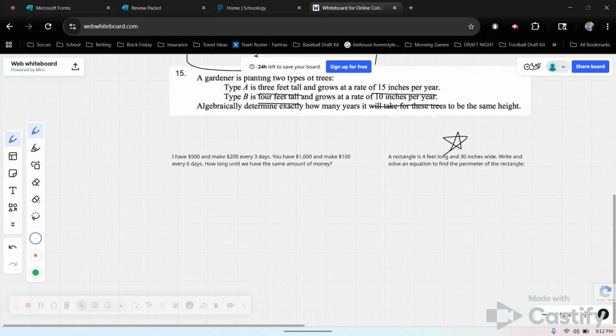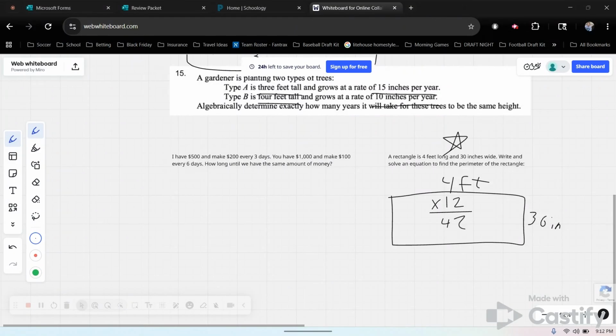So then your 2 approaches are this. You can either turn it into feet or you can turn it into inches. I always suggest putting it into the smaller unit, so inches compared to feet. Here's why. If a rectangle is 4 feet long and 30 inches wide, your 2 approaches are this. You can either multiply the feet to turn them into inches, and you'd have 48 inches for the length, or you can divide the width by 12. That's a 30, not a 36. You could divide the width by 12 to get 2.5 feet.